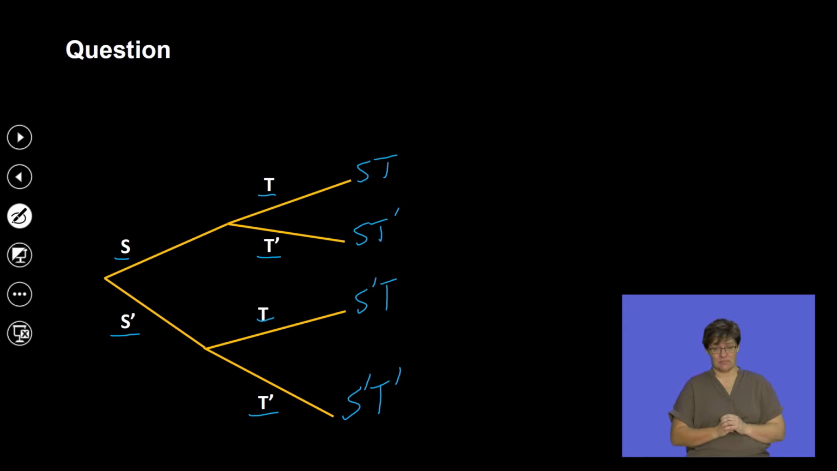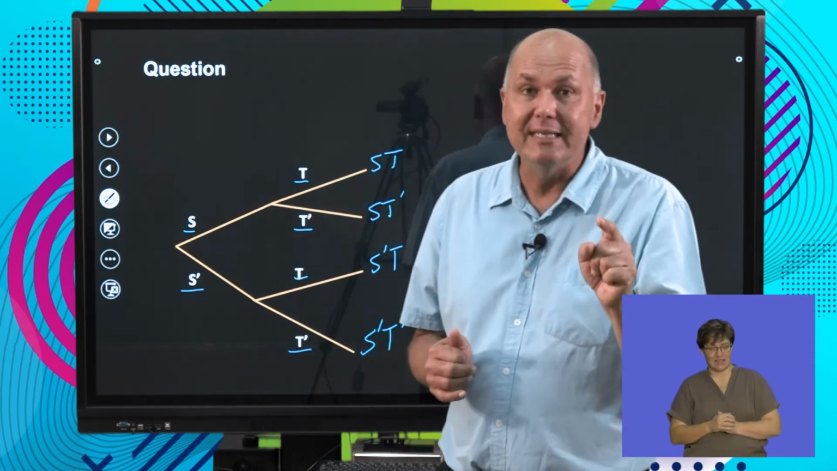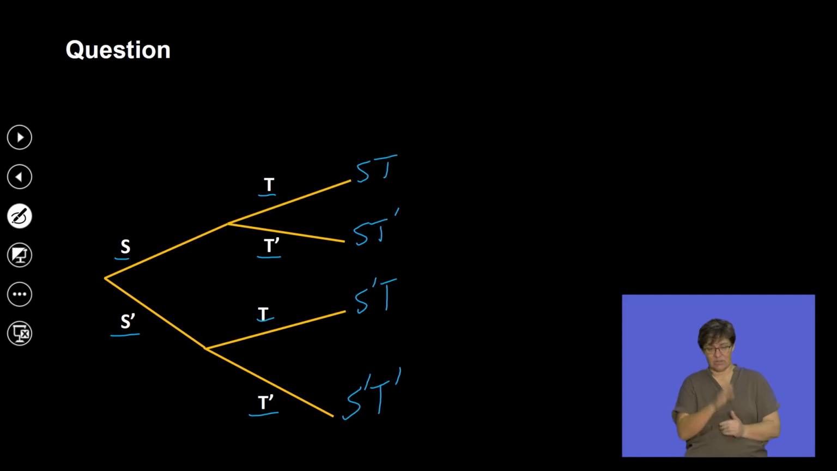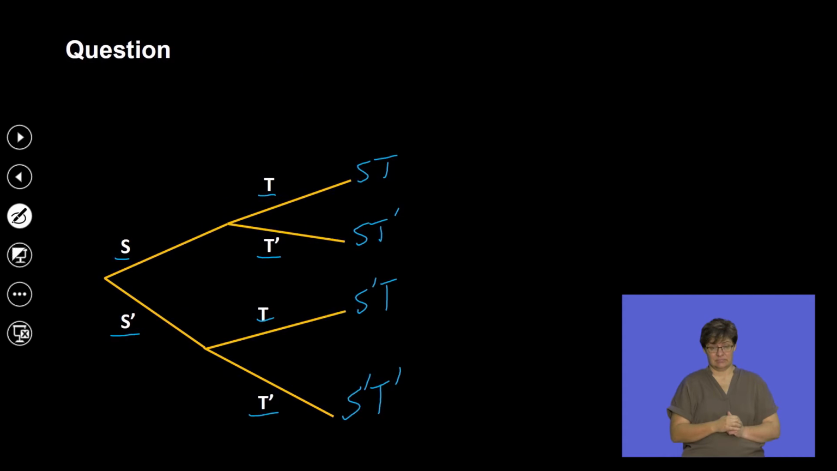So of those four outcomes, you can see that two of them require you not to play tennis, and two of them require you to play tennis, whether the weather is sunny or not. And so it's quite interesting to be able to see that. Let's add in the probability data from the question to make sure we can do the calculations. So, what we're told is that tomorrow, the probability that it's going to be sunny is a third, 0.33. And we recognize that Jen will play tennis if it is sunny 80% of the time. So, let's put that up and make sure that we've got it. Sunny, 0.33. That means not sunny, 0.666.